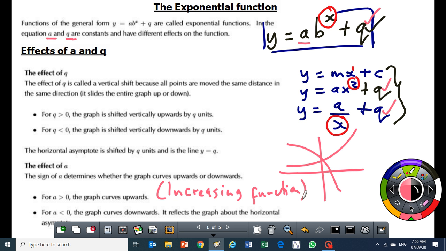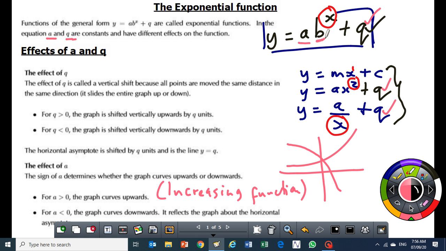So this B, it cannot be 0. If it becomes 0, it means the exponential function doesn't exist. If it becomes equal to 1, it means the exponential function won't exist. So the B can never be 0 and it can never be equal to 1. So the Q represents vertical shift.